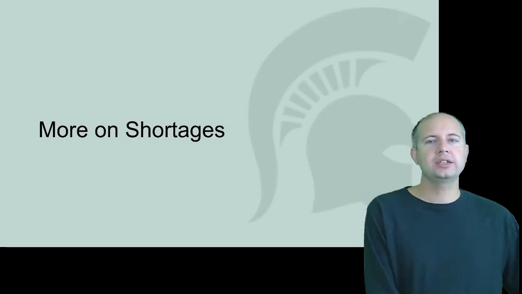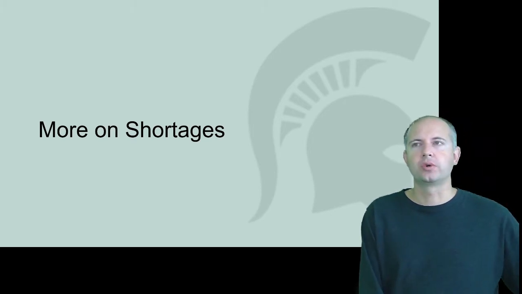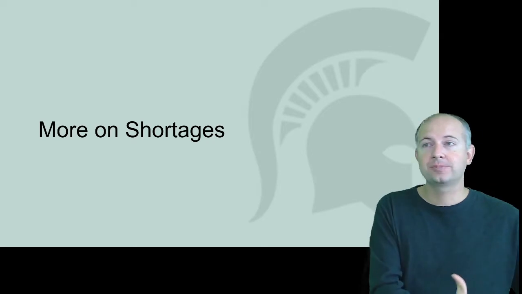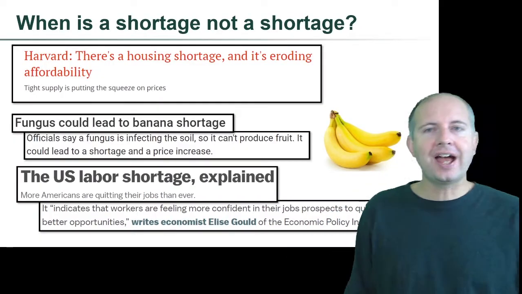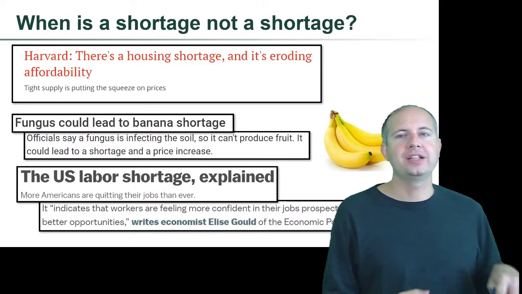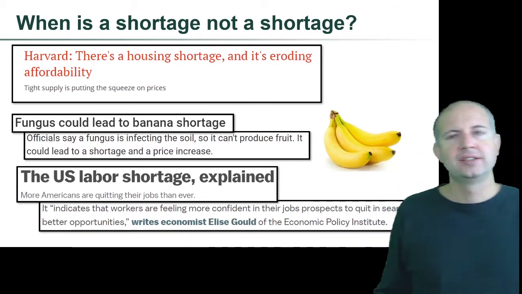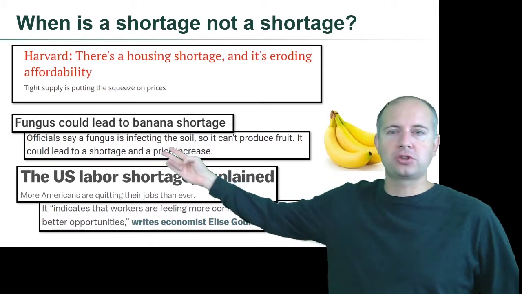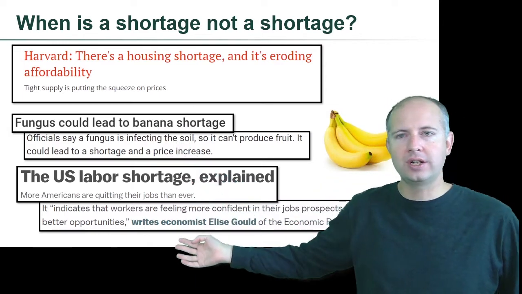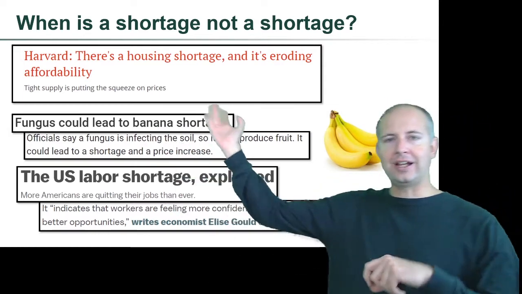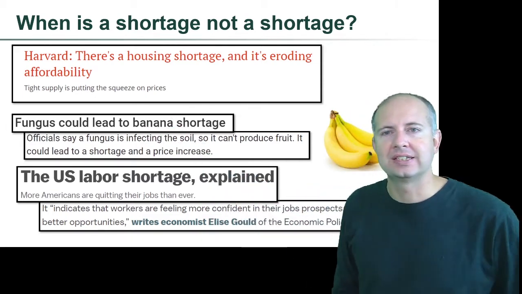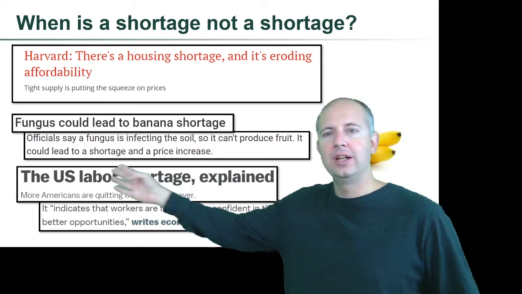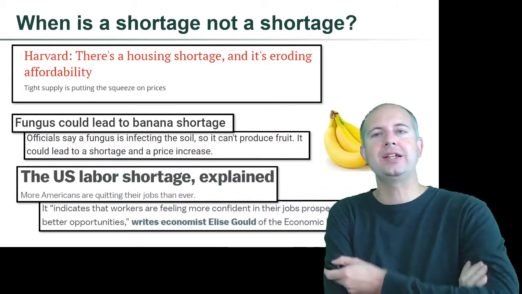So we're going to talk now a little bit more about shortages. And this is a term that's often misused, at least from an economist's perspective. So this slide shows all different times when things are referred to as shortages. So Harvard said there was a housing shortage. This said there was going to be a banana shortage. This talks about a labor shortage. So I'll focus on this banana shortage as an example. So officials say a fungus is affecting the soil so it can't produce fruit. It could lead to a shortage and a price increase.